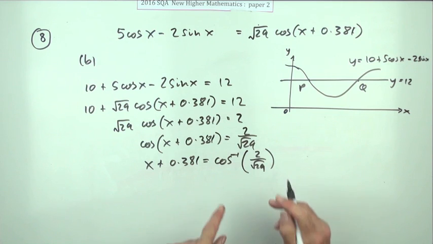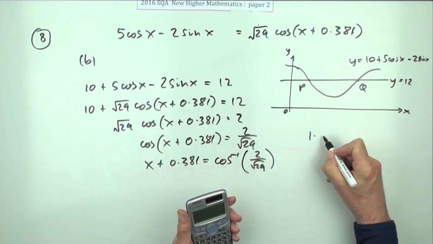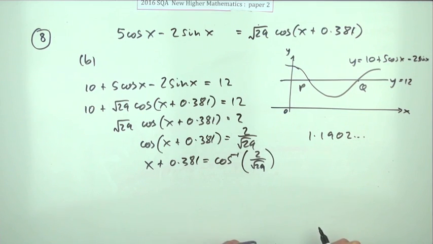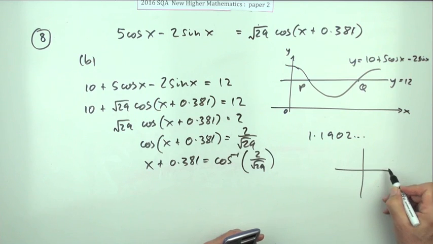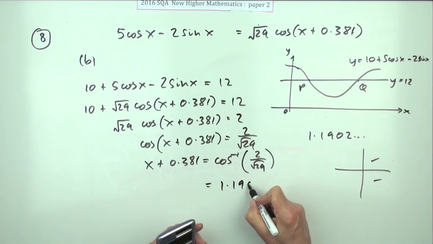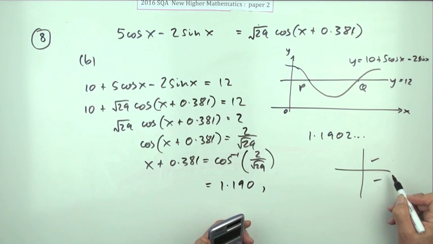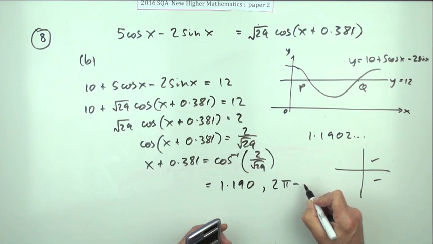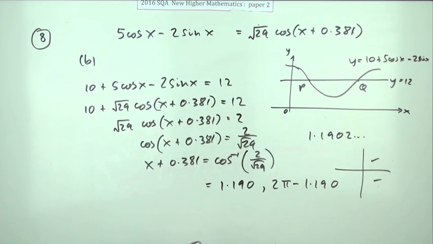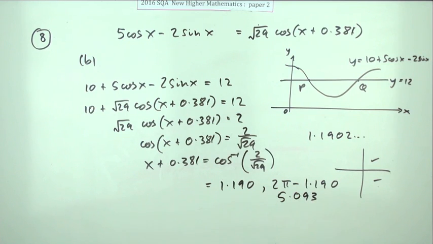Now I'll have to find this, and of course there'll be 2 values, but I'm going to stick with radians. So in radians, I get 1.1902 and so on. It's a positive cosine, so it's either in the first or fourth quadrants, which means the answers are 1.190, we'll say, or the other one would be short of 2 pi, so you'd have to do 2 pi minus it. Maybe I'll put the working down. 2 pi minus 1.190, which is 5.093.